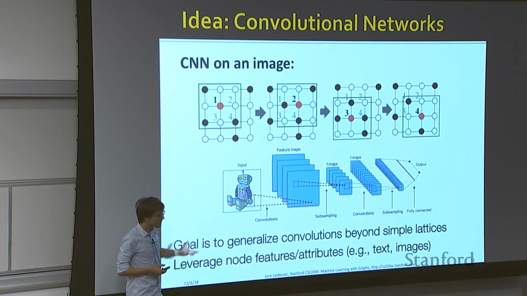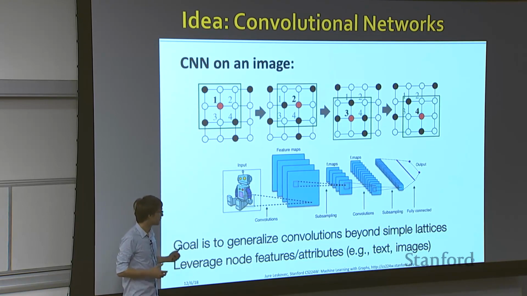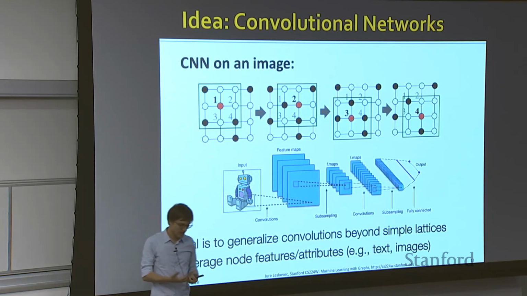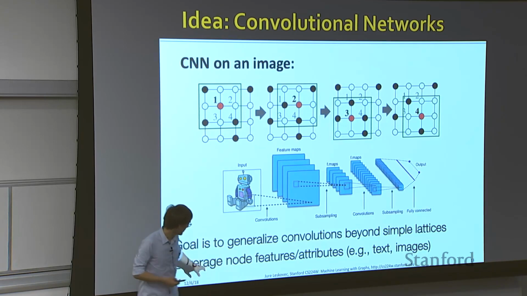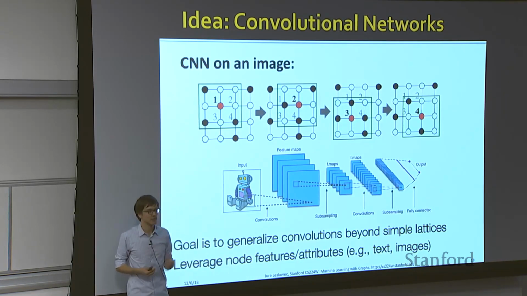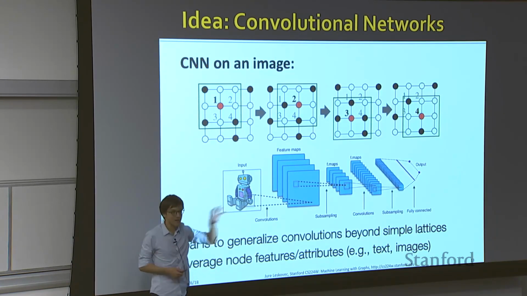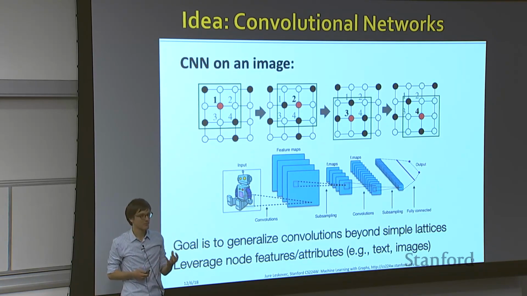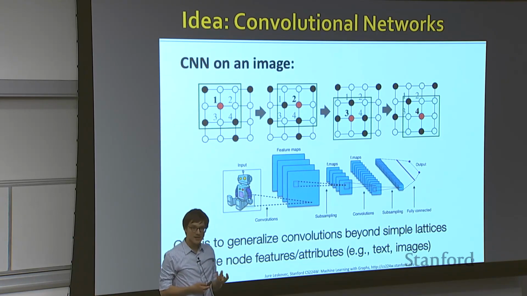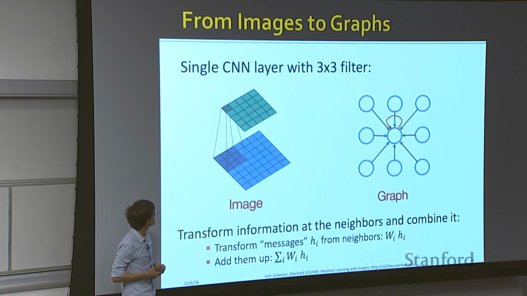If we are able to do this, then we'll be able to leverage node features and attributes, in the sense that if in convolutions you have three channels, red, green, and blue, here you can also think of features as different channels. But of course, our graphs are not these two-dimensional, fixed-size, well-oriented lattices. They are much more complex. But here is an insight that will allow us to generalize the notion of convolution to these complex data types.